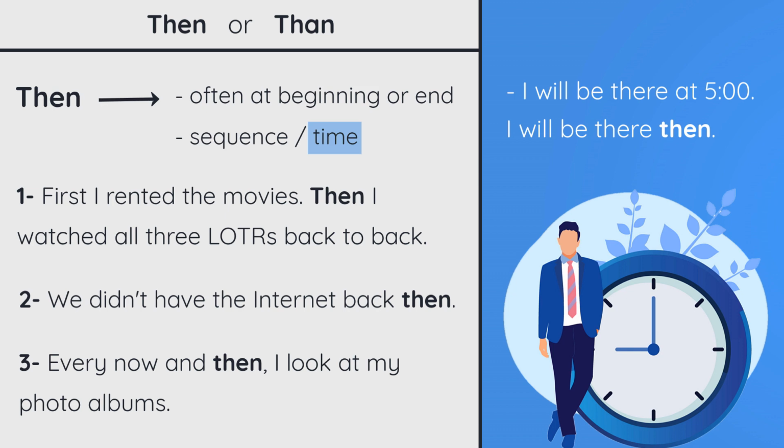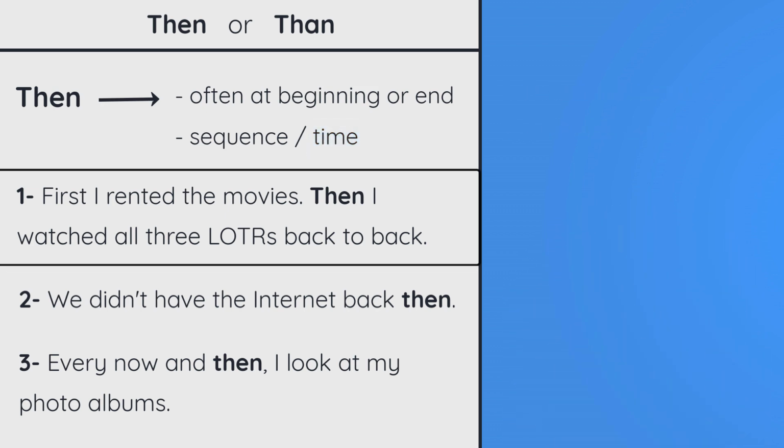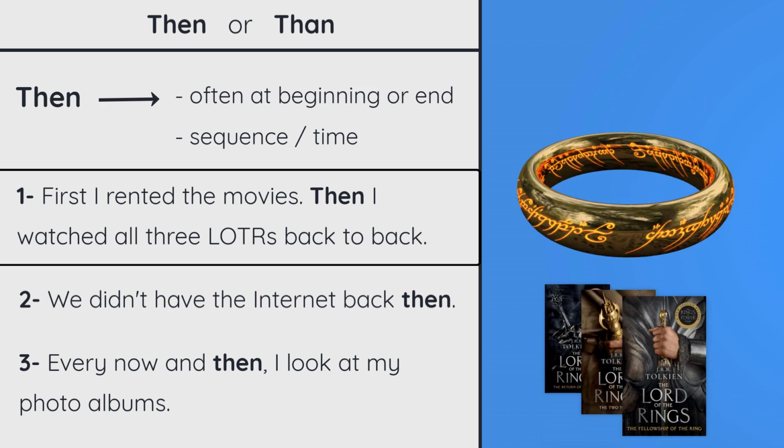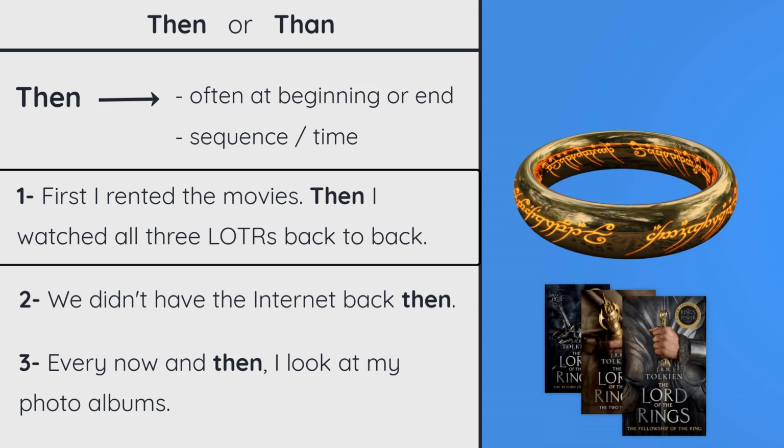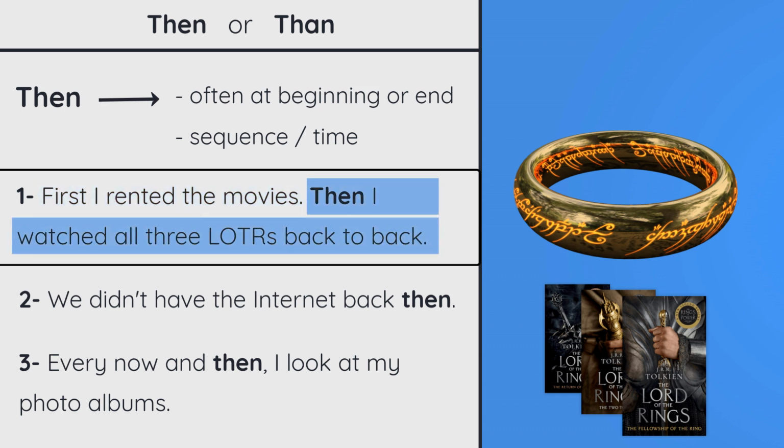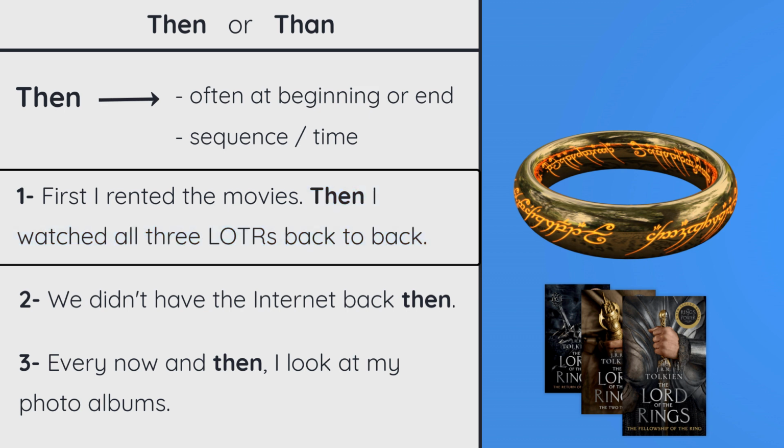Let's look at some example sentences. First, I rented the movies, then I watched all three Lord of the Rings back to back. That's a very long time to spend on Lord of the Rings, and I did do that. Notice the sequence though. We have first action, next action, then. Then I watched all three Lord of the Rings.